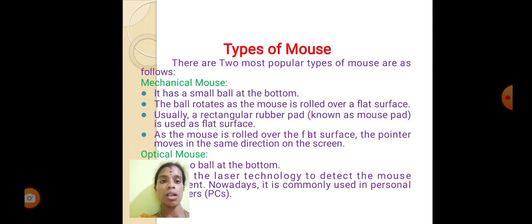A mechanical mouse has a small ball at the bottom. The ball rotates as the mouse is rolled over a flat surface. Usually a rectangular rubber pad, known as a mouse pad, is used as the flat surface. As the mouse is rolled over the flat surface, the pointer moves in the same direction on the screen. Optical mouse: the optical mouse has no ball at the bottom. It uses laser technology to detect the movement. Nowadays it is commonly used with PCs.